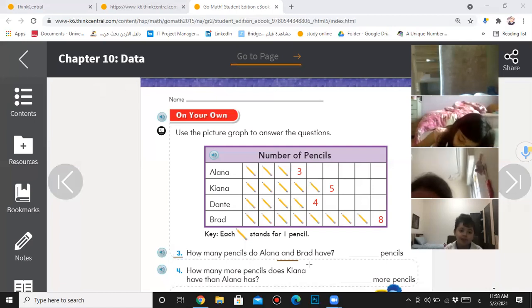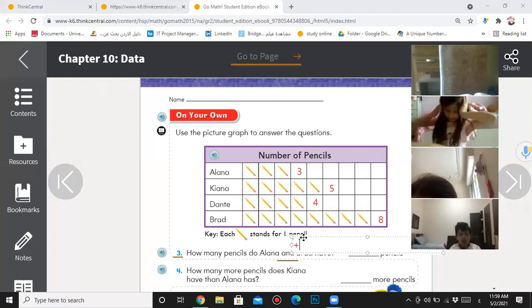How many pencils do Alana and Brad have now? Do we plus or minus? Minus. Why? Because we have how many more? No, there's no how many more. Where's the how many more? Please pay attention. We don't minus, because we have and, and and means plus. Which two numbers are we going to add together?